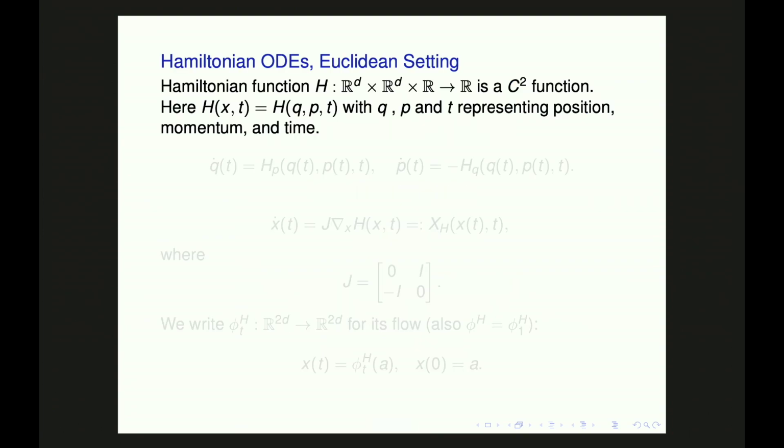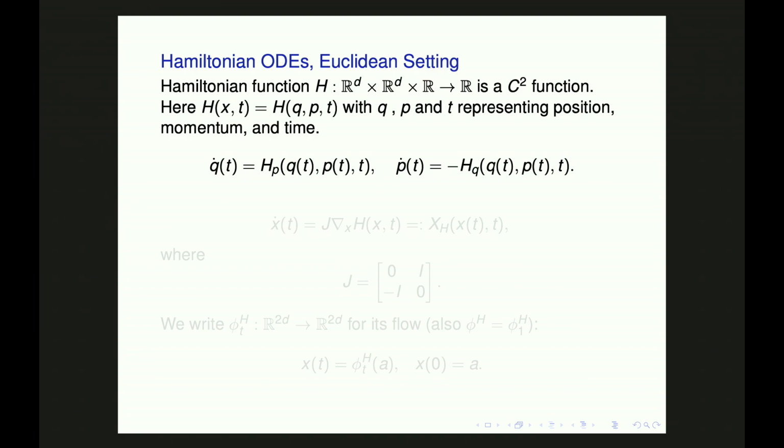Let me start off with the definition of what a Hamiltonian ODE is. This is a very, very classical setting. You have a candidate for the energy. The energy is the Hamiltonian function. This is the Hamiltonian function. It's a function that is defined for vectors x. The vector x has the position part, q, in R^D, and the momentum part, p, which is in R^D.